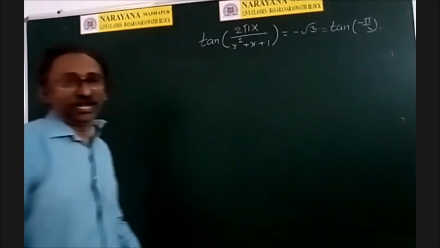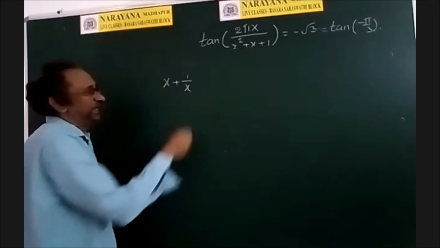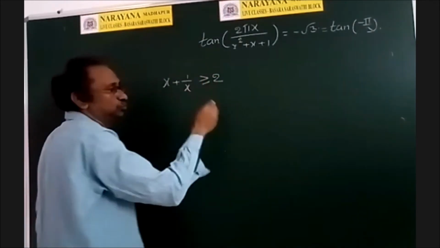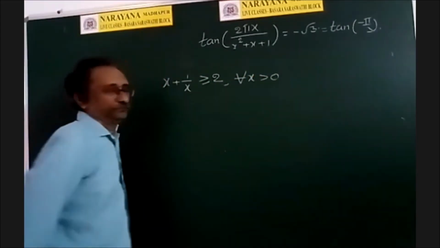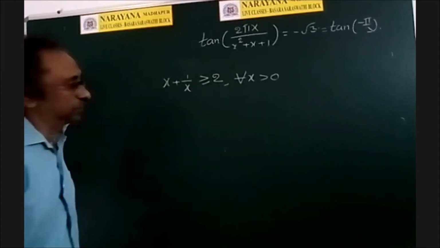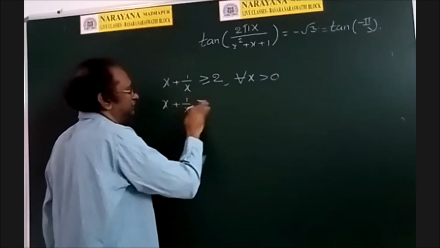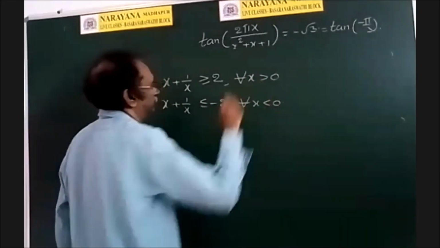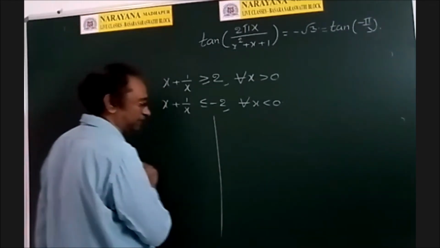First of all, learn about the x plus 1 by x graph. It is also useful to you. x plus 1 by x is always greater than or equal to 2 for all x greater than 0. Whenever x is positive, x plus 1 by x is greater than or equal to 2. Similarly, x plus 1 by x is less than or equal to minus 2 for all negative numbers. And you can draw the graph and remember the graph also.